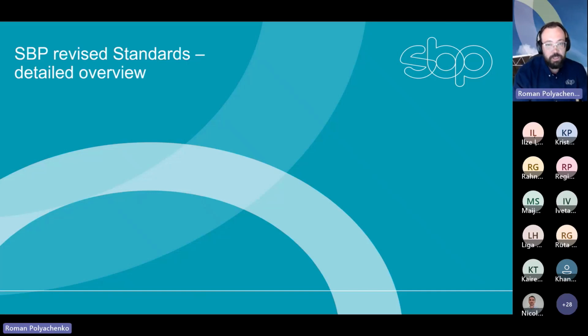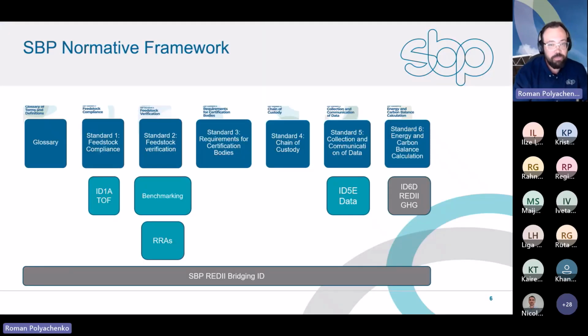So what are the key changes worth explaining today? While the structural changes were important, shuffling around sections of the standard and making it more readable, improving the actual sustainability requirements in line with new scientific evidence, regulatory requirements, and stakeholder expectations was the main objective of the standard review. So in the following slides, I will give you an overview of the changes with the focus on the substantial changes. Let's spend a few moments looking at the normative framework.